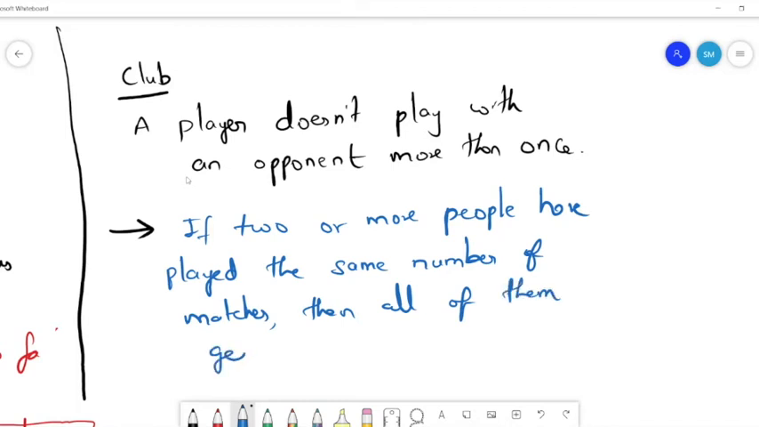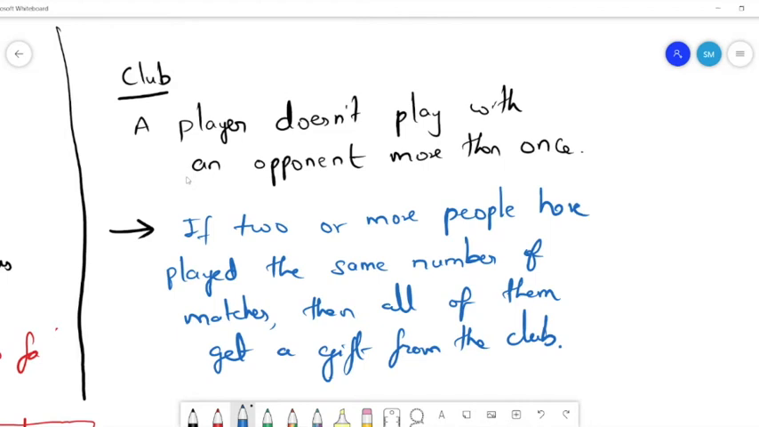All of them get a gift from the club. So this is the club rule. This rule has been there for some time, and the owner has changed.